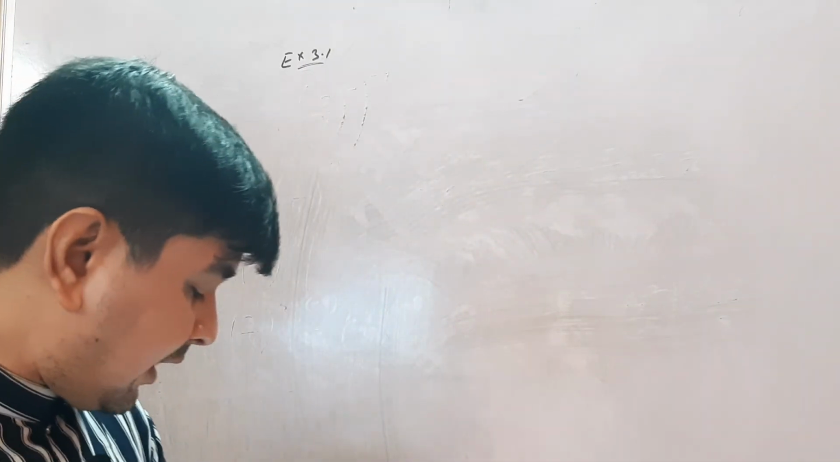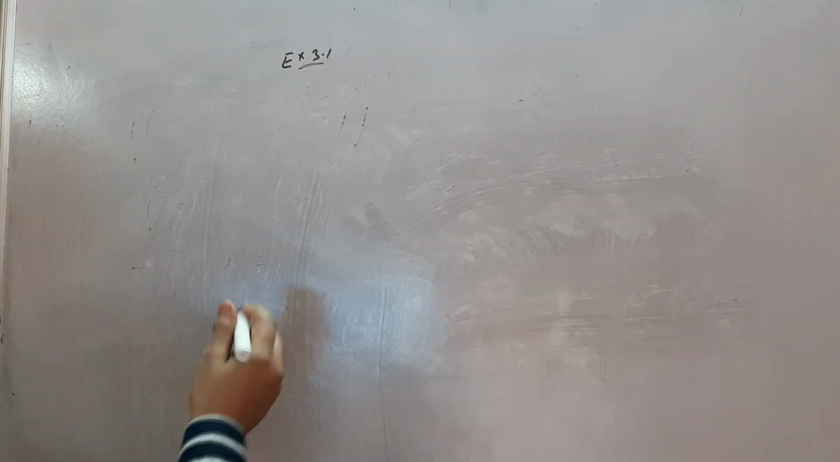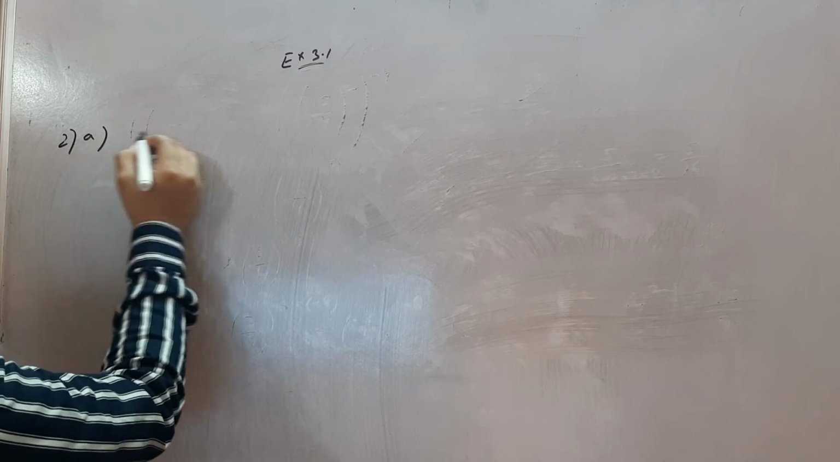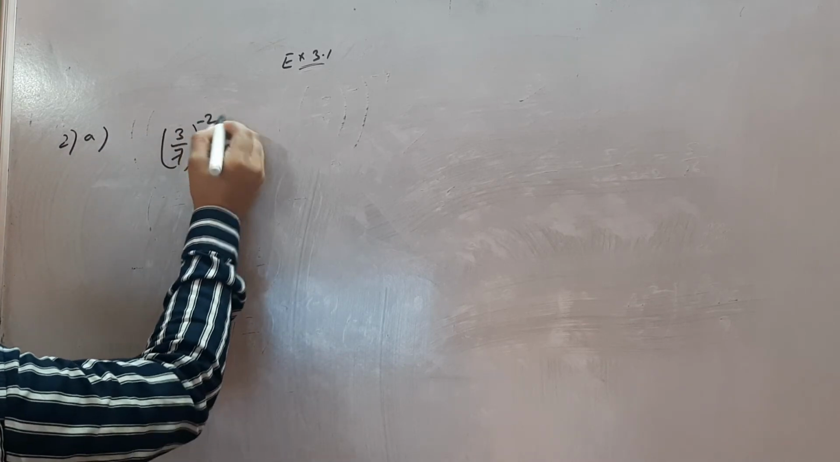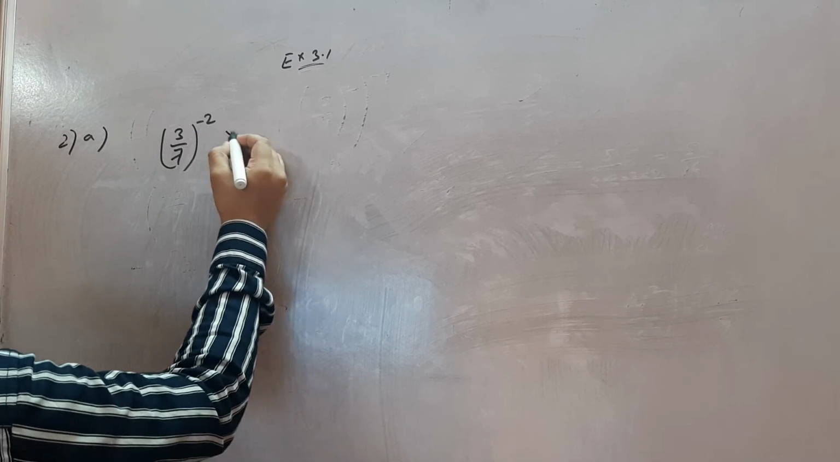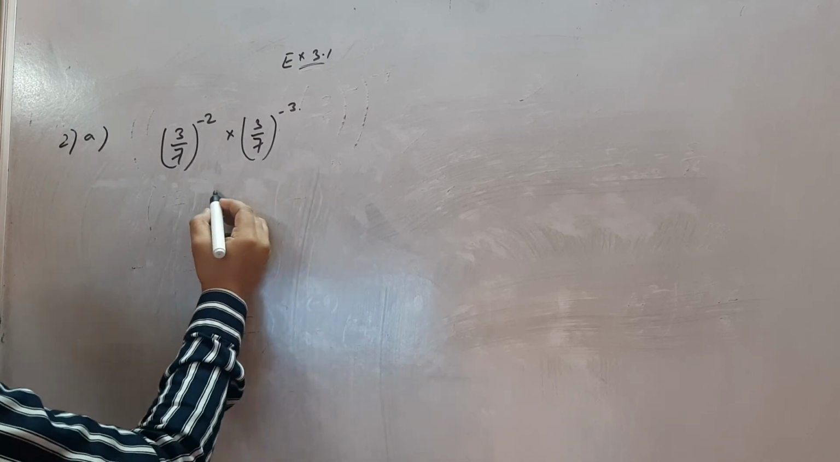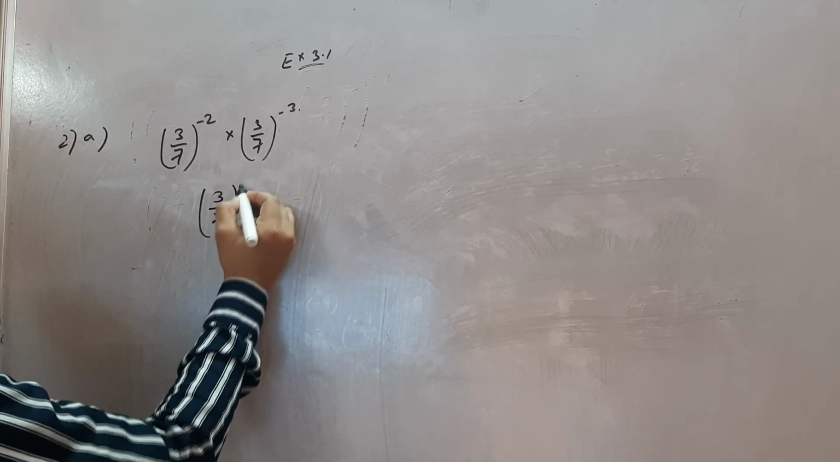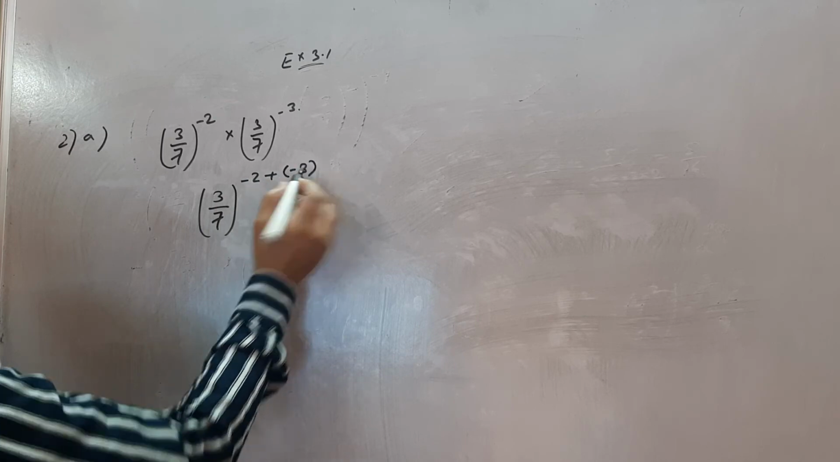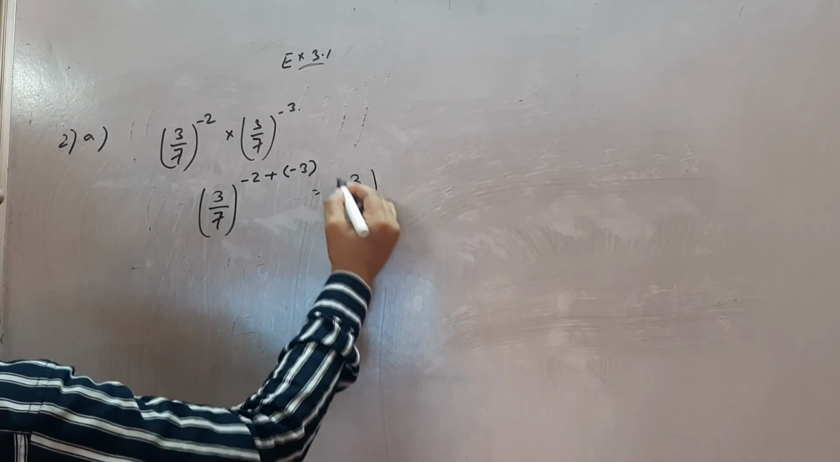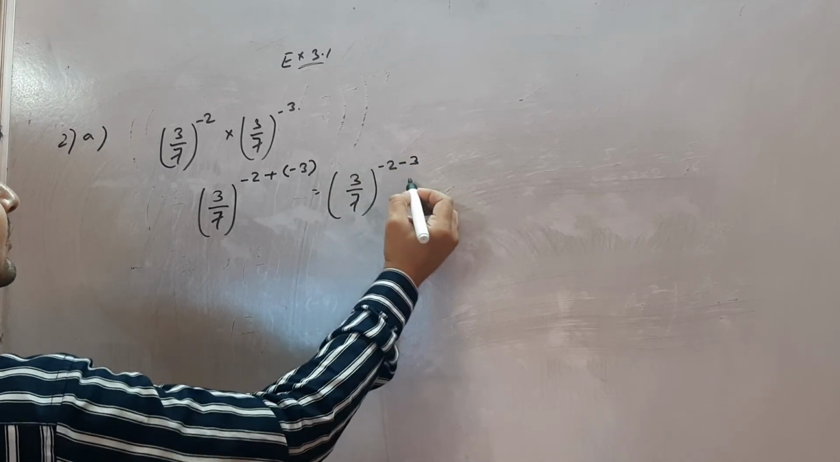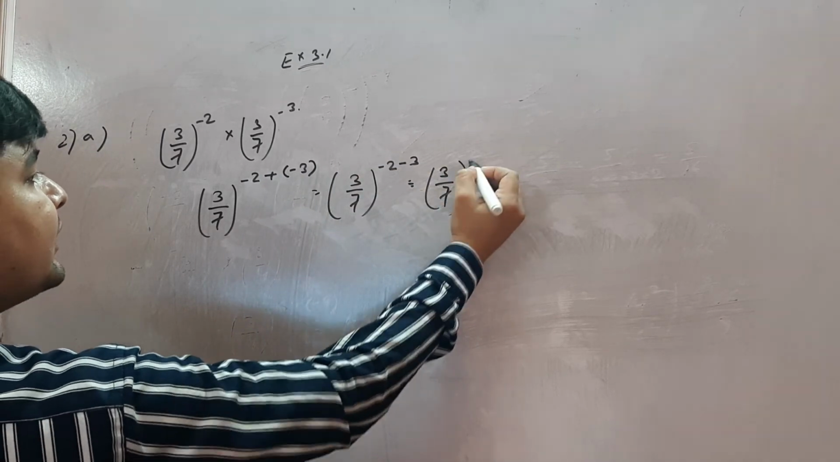Okay, it's time for question number 2. Simplify the following and express the result in the form of the positive exponent. That means whenever the answer comes, you write it in the positive exponent. Okay, so (3/7) power minus 2 and (3/7) power minus 3. So both bases are same here, so we write 3 upon 7 to the power minus 2 plus minus 3. Clear? So 3 upon 7 minus 2 plus minus minus 3. So for 3 upon 7 it's minus 5.